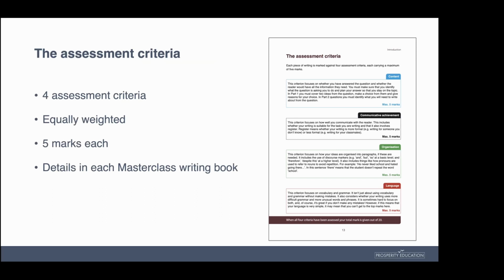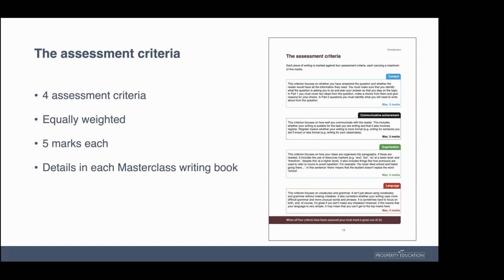The assessment criteria for the Cambridge tests are published on the Cambridge English website, as the criteria for any good high-stakes test should be, but they're often misunderstood or else just not referred to. You can see from here there are 4 different assessment criteria. They're equally weighted with 5 marks each. None of them is more important than another. You can find full details in the Masterclass writing book.